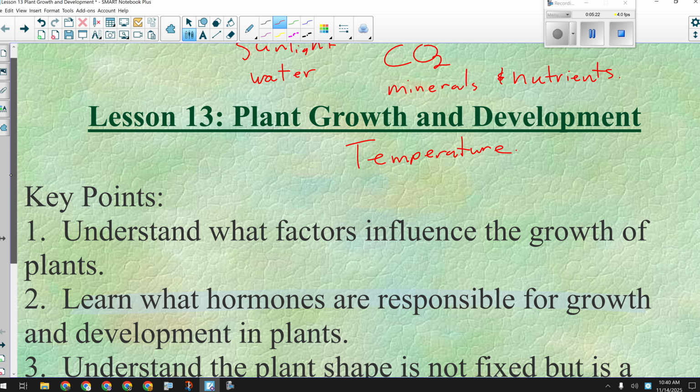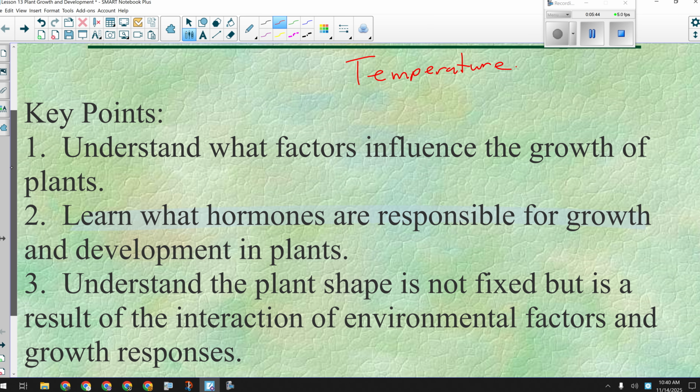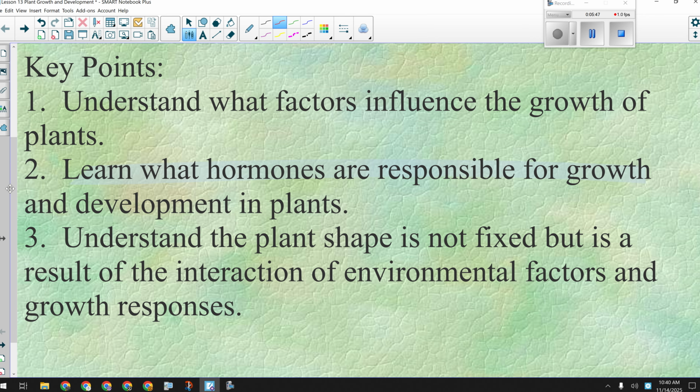Okay, what hormones are responsible for growth and development in plants? Believe it or not, plants make hormones similar to what animals make. Okay, not obviously the same hormones. So plants don't need estrogen and testosterone and insulin. Okay, but they need other things that help them to grow and regulate and things like that. Okay, and the third point is one we'll talk about quite a bit. Plant shape isn't fixed. Okay, it's not genetically pre-programmed into a plant. Okay, it is the result of the interaction of environmental factors and growth responses.